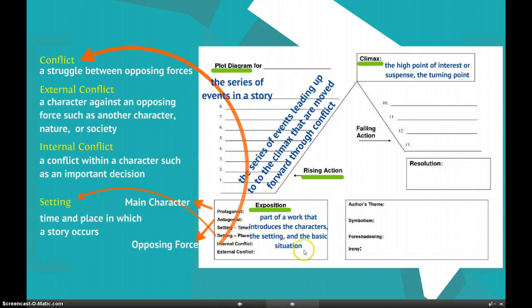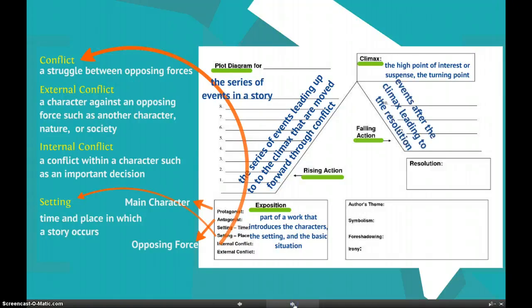So this is where the story is leading to. This is kind of the main point of your story, the big final thing that's going to happen. And your conflict is going to come to a head right here. Now with falling action and resolution, both of these, sometimes they are right next to each other. There's very little falling action, sometimes no falling action.